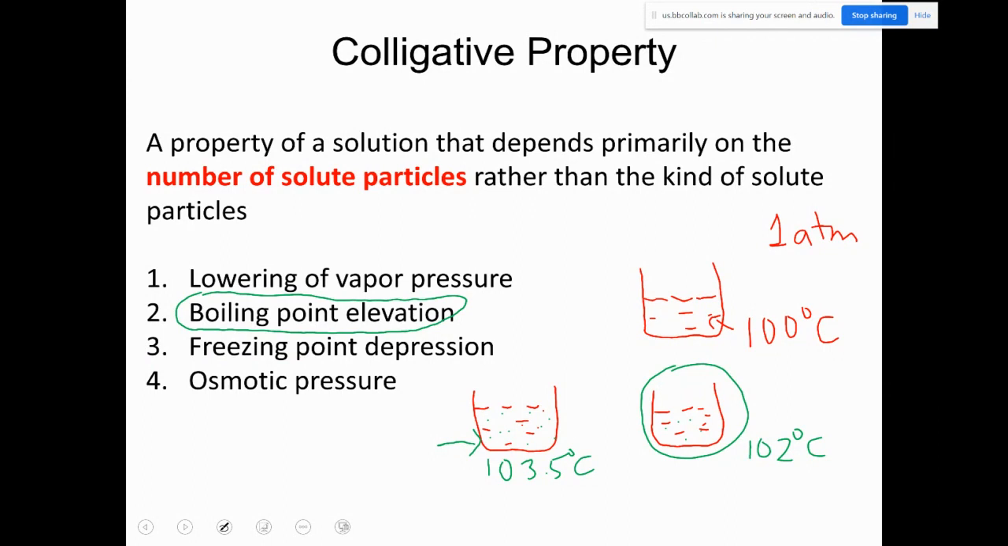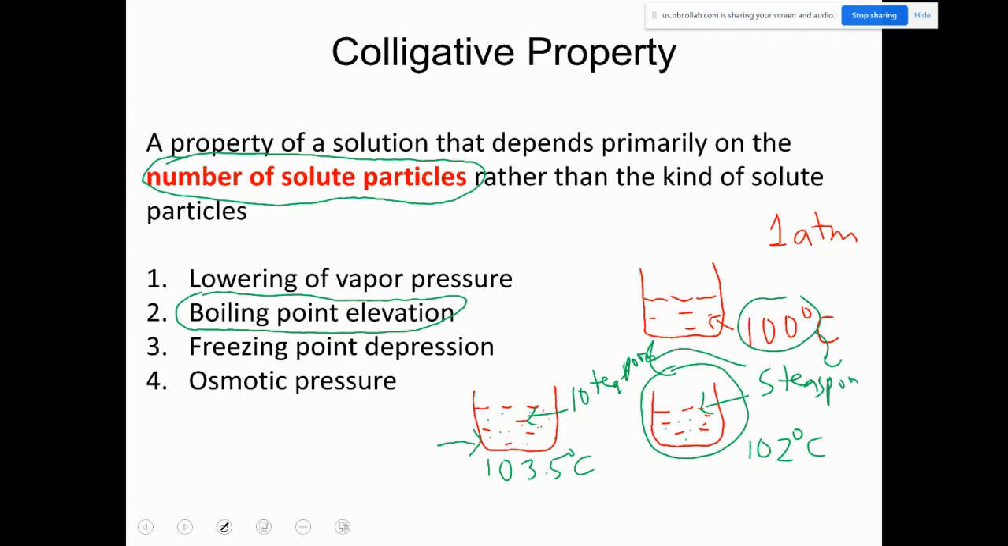What you should have realized here is that in this example I added only 5 teaspoons of salt, whereas in this one I had 10 teaspoons of the same salt. Remember, I'm comparing apples to apples. The boiling point was elevated from 100 degrees Celsius, but you should have noticed that this property, the boiling point, depended upon the number of solute particles dissolved in that water. This is what colligative property means. I wonder, do you pronounce it colligative or colligative? I'll have to look that up.